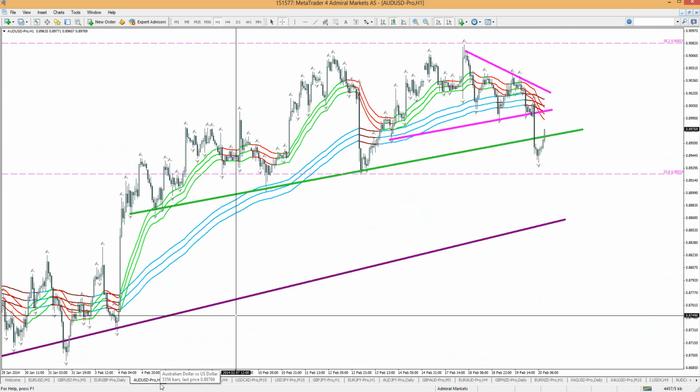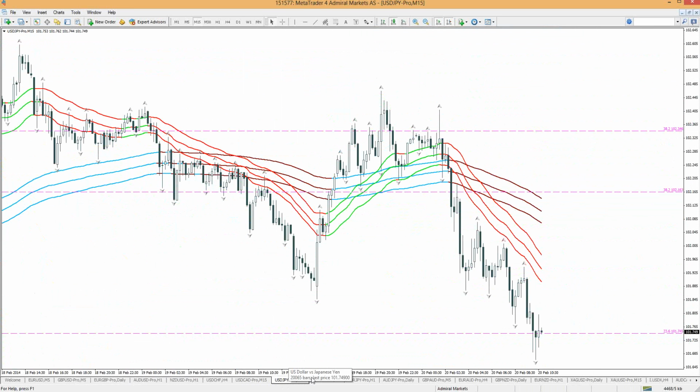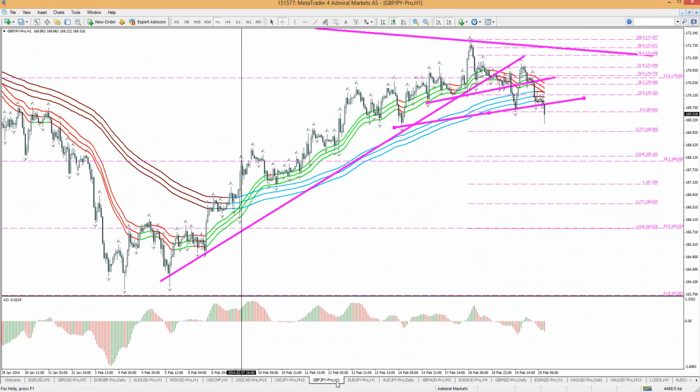Aussie USD is getting the bounce. Basically, Aussie USD is retracing back to the moving averages, retracing back to the broken trend line. Dollar CAD is right at our support level. Kiwi is retracing as well. Dollar yen is doing nothing at the moment. Pound yen broke that trend line. Let's see, it still has a bit to go before it hits the target.